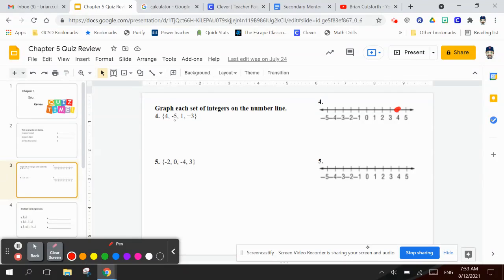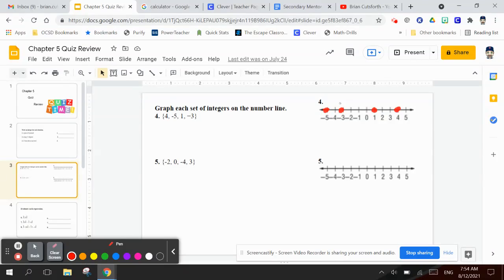-5 is next. -5 is less than 0, so I have to go to the left. 1, 2, 3, 4, 5. I still count 5 to get to -5. 1 is positive. It's 1 step away from 0. And -3 is 3 away from 0, but it's negative, so it goes left. 1, 2, 3. So just find the numbers and put your dots on there accordingly.